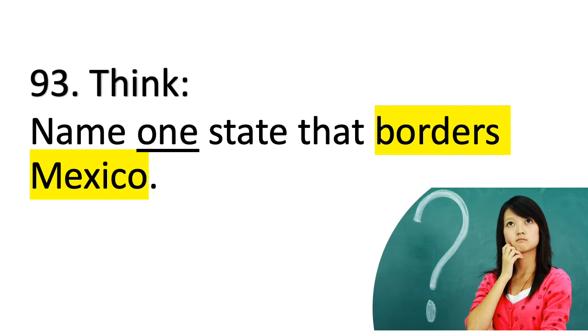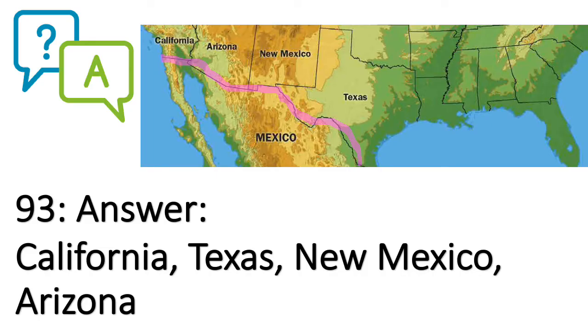Number 93. Name one state that borders Mexico. California, Texas, New Mexico, Arizona.